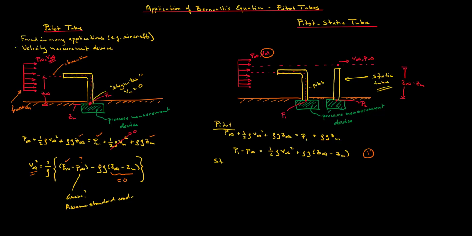This is the equation stemming from the pitot tube. Now let's look at the static tube. For the static tube, we just have P2 is equal to P infinity plus rho G Z infinity minus Zm. And this is just our hydrostatic equation. So we can write this as P2 minus P infinity is equal to rho G Z infinity minus Zm. And this will be our equation 2.